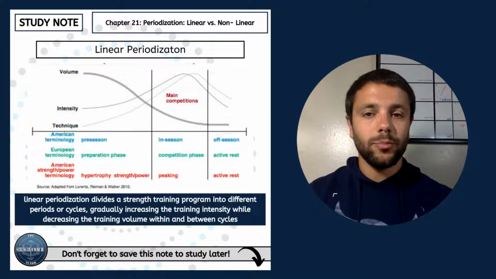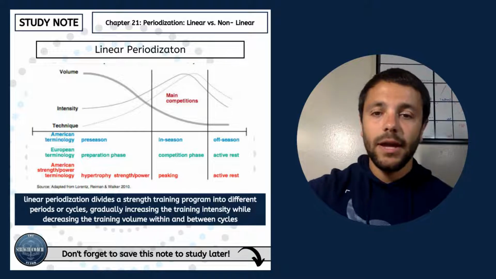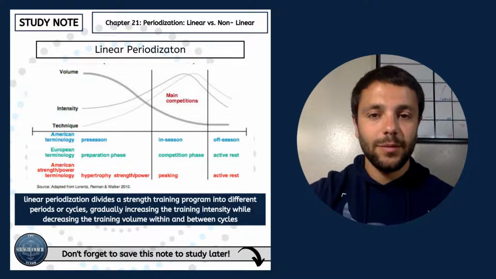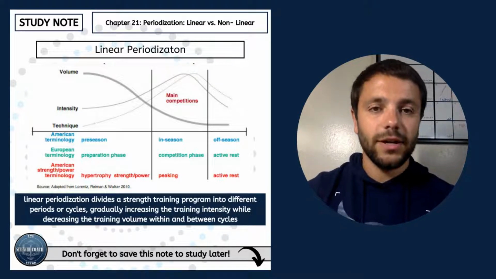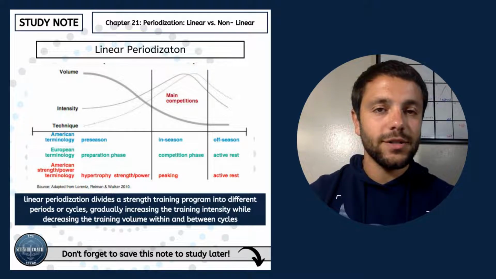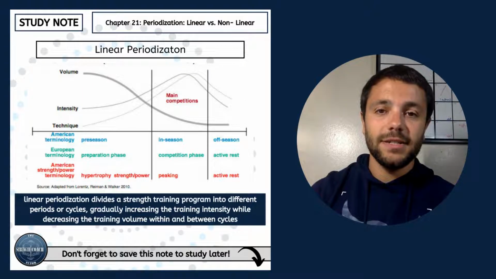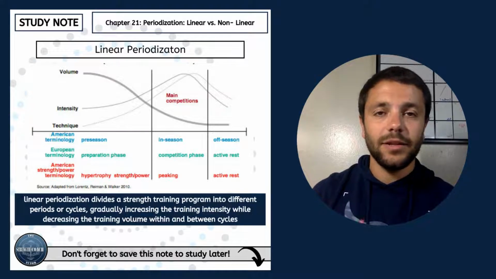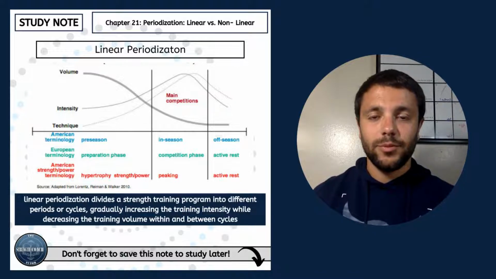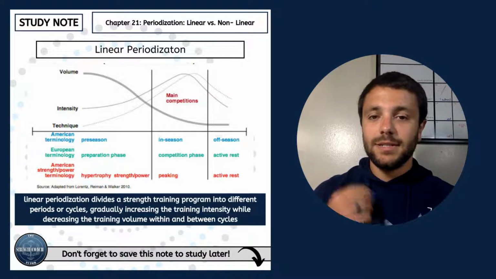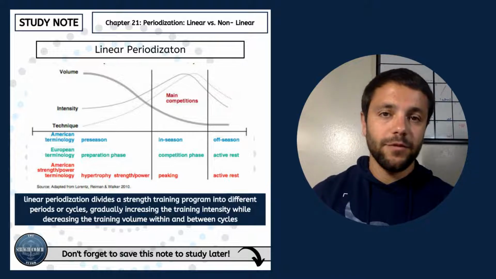How we're going to program this intensity and volume is going to be dependent on the time of year and what our training goals are for that time period. So, for example, during the off season, our focus is going to be hypertrophy and strength endurance. If that's the case, typically we're going to see a little bit higher volumes and lower intensities. You're also going to see that technique is going to be a little bit lower as well, because these exercises that we're programming are going to be less technique demanding.